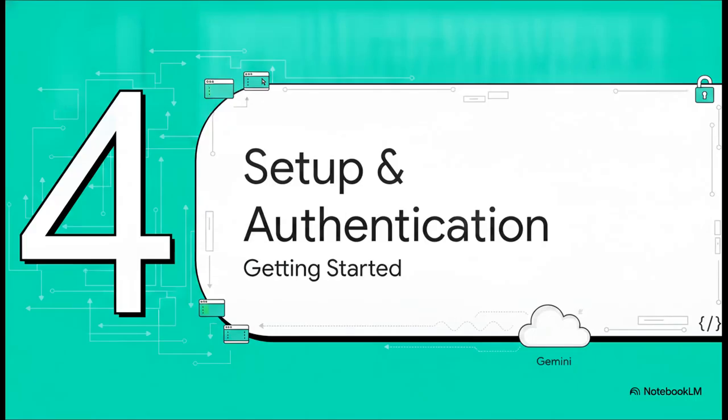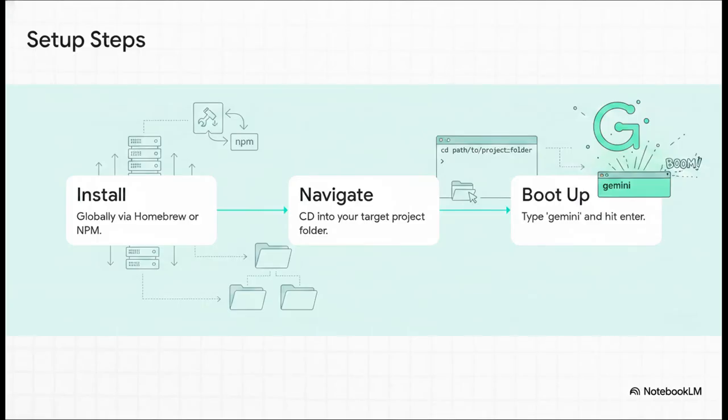Let's get practical. Section 4, setup and authentication steps, getting started. Let's turn all this theory into reality. Getting the Gemini CLI running on your machine is astonishingly fast. Step 1, you just install it globally. If you're on a Mac, you can simply use Homebrew. If you're on Windows, use npm. Just make sure you've got Node.js installed first, obviously.